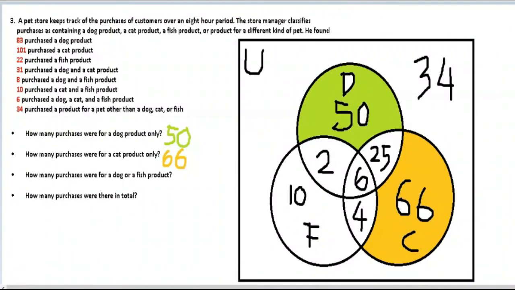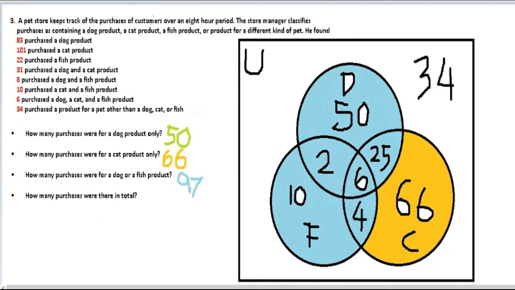Next question, we have, how many purchases were for a dog or a fish product? So for the dog and fish product, it is here in this region. That is the union of our two circles or two sets, set D and set F. So just add all the numbers that you can see in the color blue region. 50 plus 25 plus 6 plus 2 plus 10 plus 4 is equal to 97. Therefore, there are 97 purchases for a dog or a fish product.